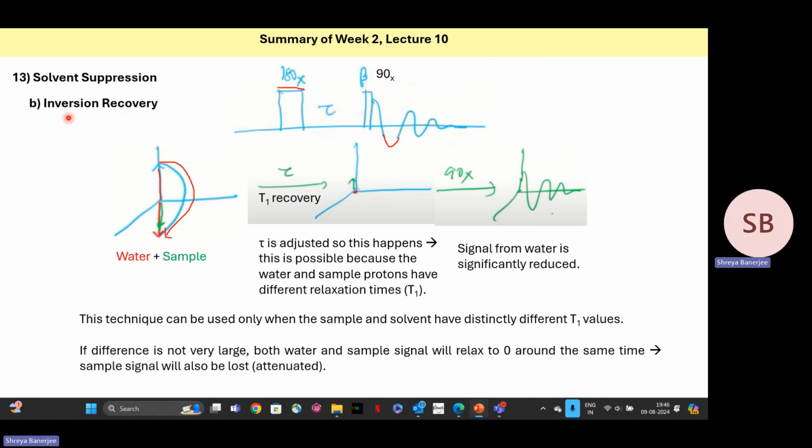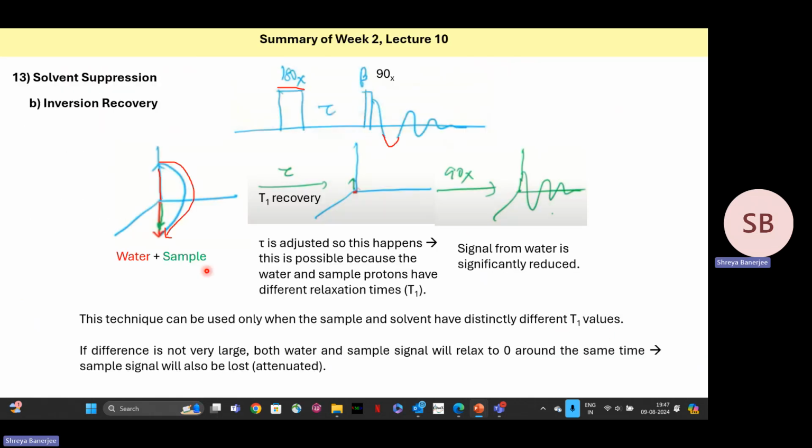So this is another method called inversion recovery. Inversion because you are rotating the magnetization by 180 degrees, and recovery because you are allowing the magnetization to go back. This technique can only be used when the longitudinal relaxation times of water and sample are significantly different. Because if the longitudinal relaxation times of water and sample are similar, then both will become 0 at the same time, and then you will lose the signal of both water and the sample. So that is the condition for inversion recovery, that the T1 values have to be very distinct.